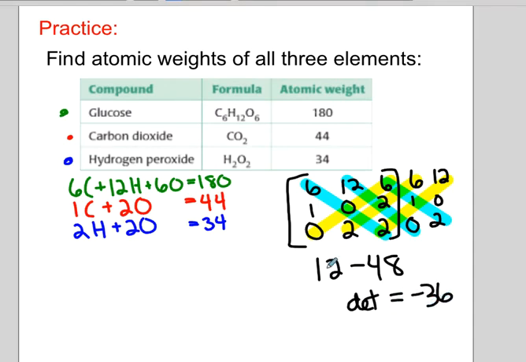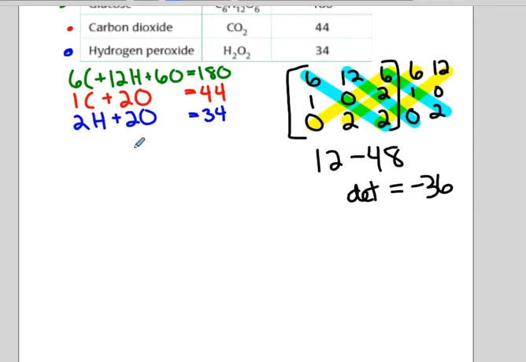And again, that's what's going to go on the denominator for all of these. So I'm going to extend this a little bit. All right, so here we go. Let's say you're going to find them all, but I'm just going to do one for the sake of time. I'm going to find carbon. So carbon is going to be equal to the determinant of some 3 by 3 matrix divided by this negative 36, which is the determinant of this guy.